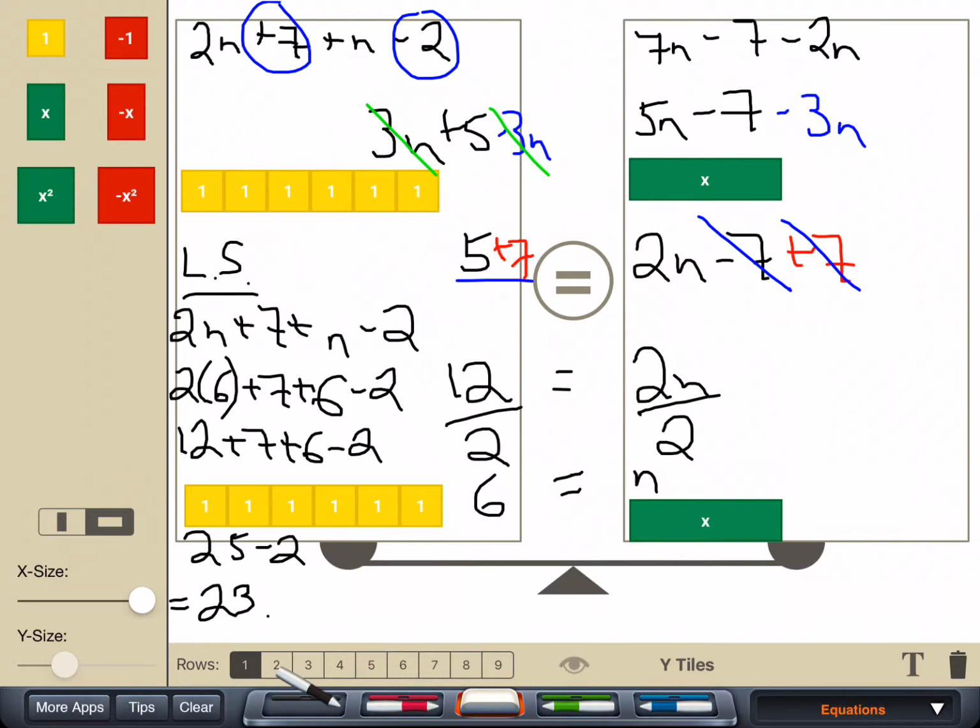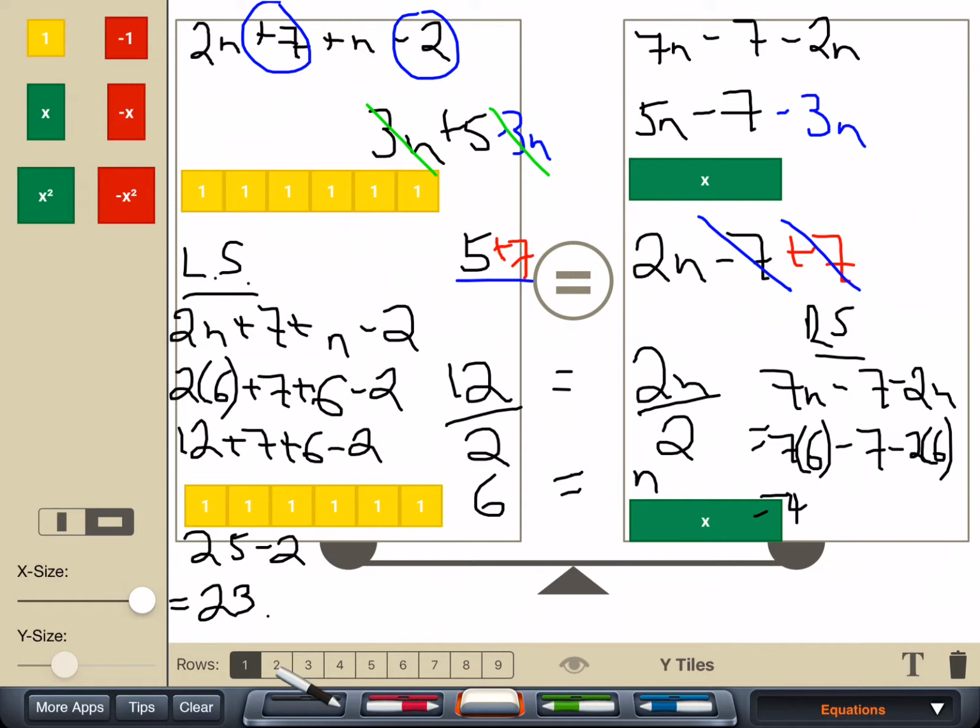12 plus 7 is 19, plus 6 is 25, minus 2, and that gives me 23. So I'm looking for 23 on my right side. So 7n minus 7 minus 2n. Here we go. 7, and I'm going to substitute 6 in there, minus 7, minus 2 times 6. 7 times 6 is 42. We're going to subtract 7, and we're going to subtract 12. 42 minus 7 is 35, minus 12. 35 minus 12 is 23. My left side equals my right side, so I know that n equals 6, and my solution is complete.